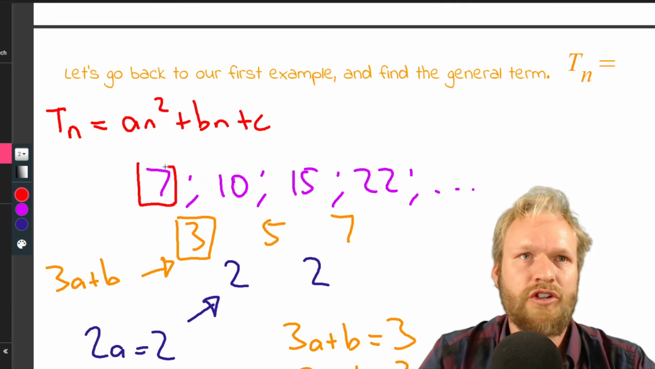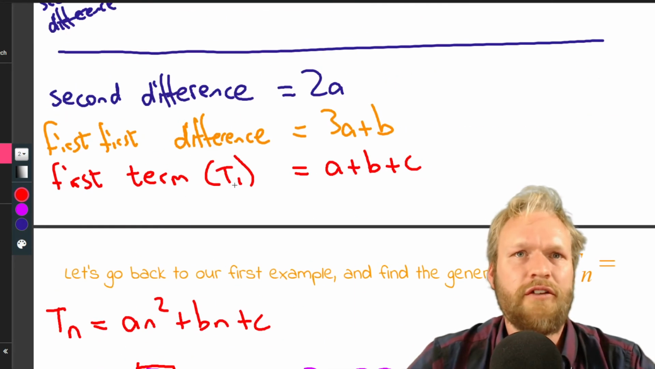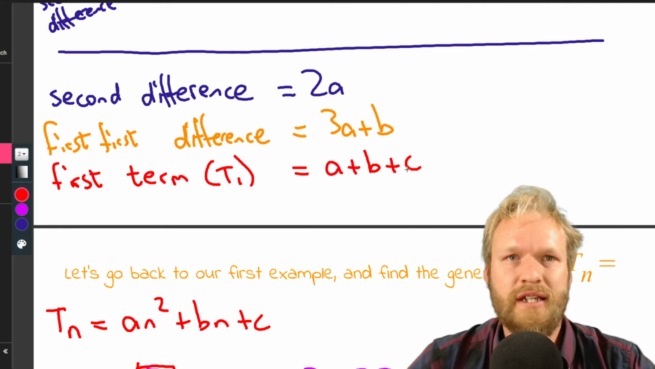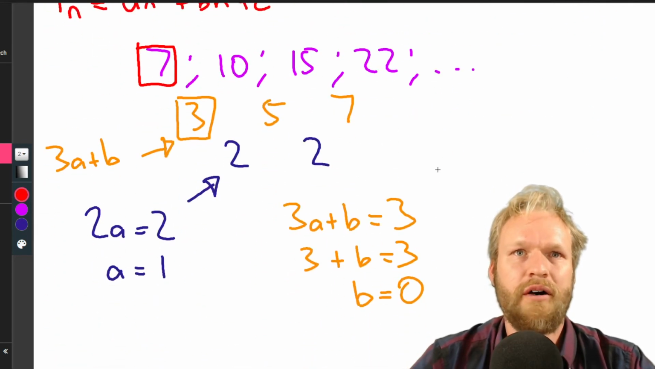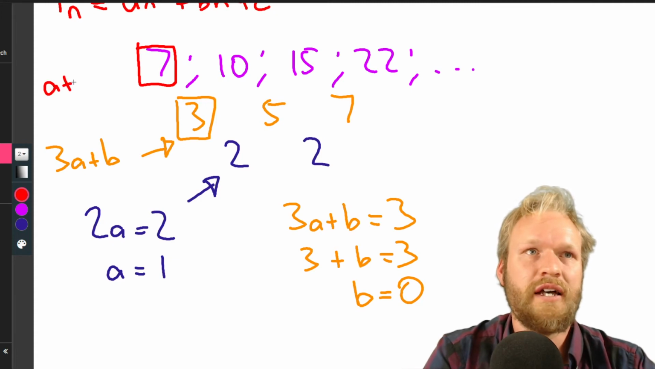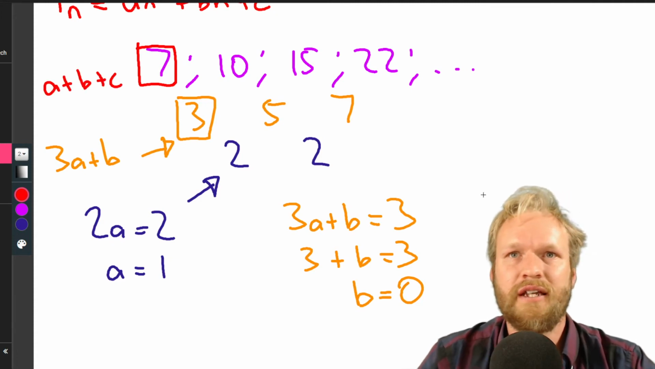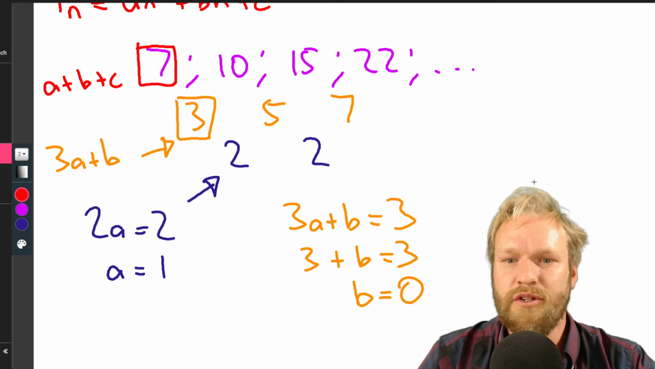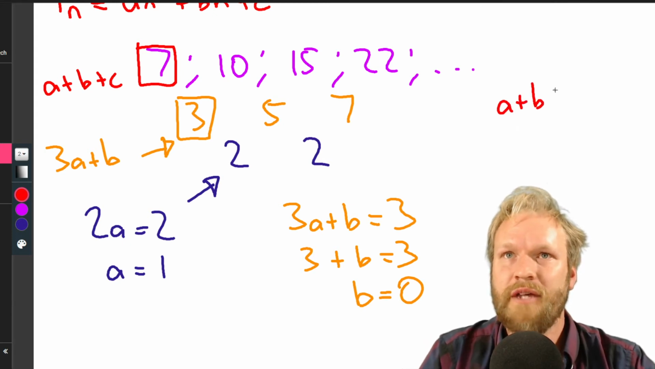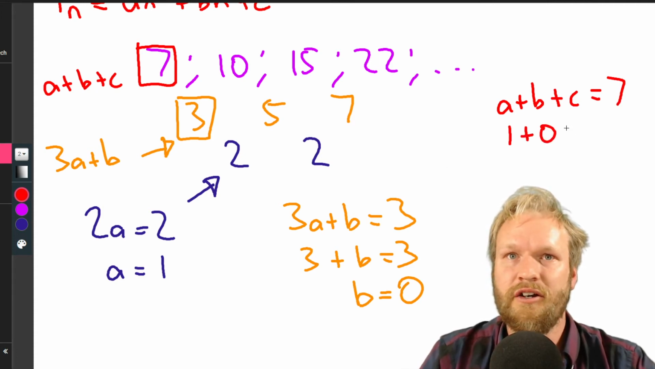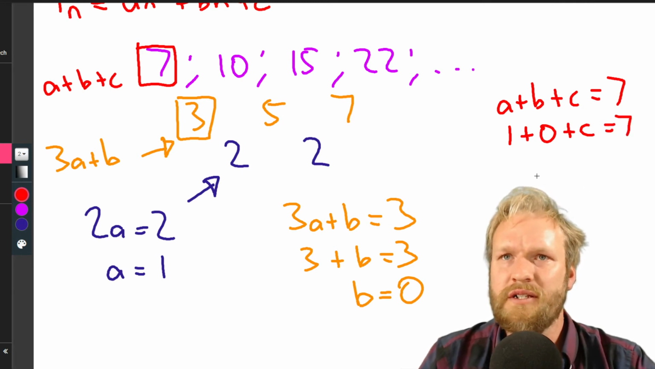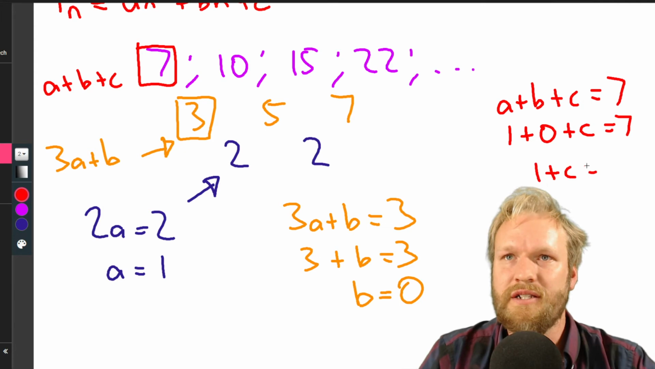Well, our first term, we said, well, the first term is always a plus b plus c. Again, something we're just going to remember. So we know that this bit here is a plus b plus c. So let's put this maybe over here. A plus b plus c is our first term, 7. Now we know that a is 1. We know that b is 0. So 1 plus 0 plus c. Well, so 1 plus c equals 7. In other words, c is 6.